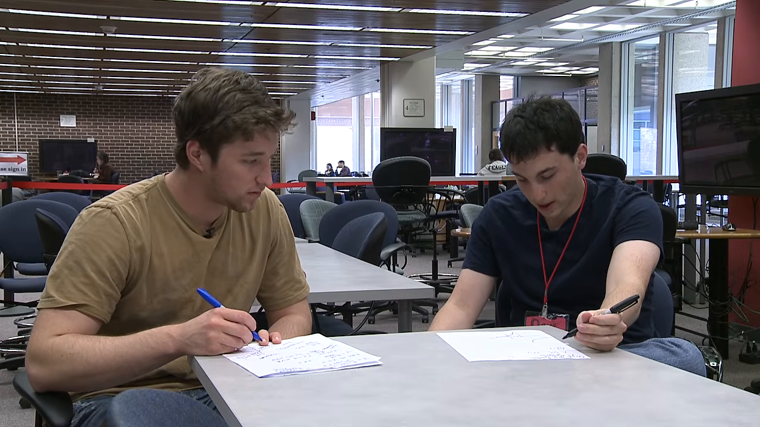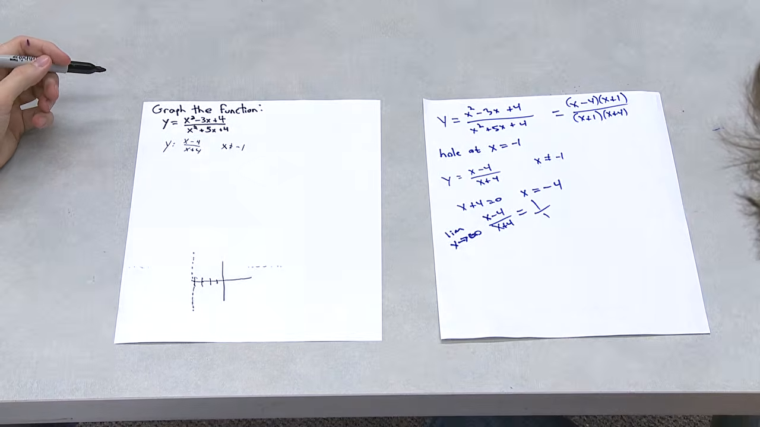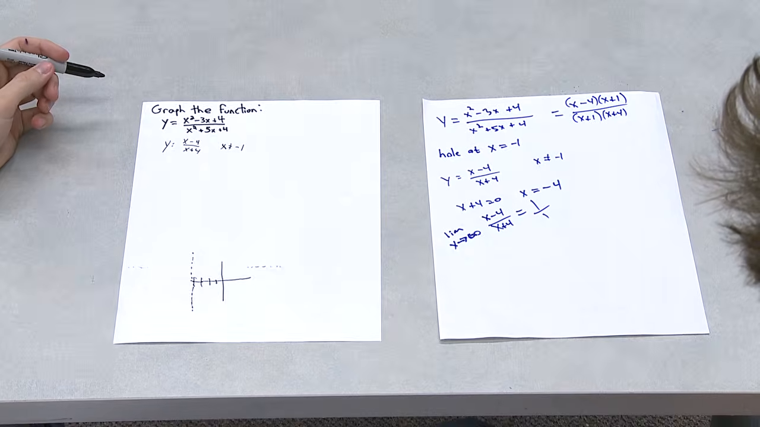So on the far right and the far left of our graph, we're going to have the function approach a height of 1, y equals 1. All right, so now we need to get our x and y intercepts. So how are we going to get our x-intercept? We're going to set the function equal to 0. That will give us our x-intercepts.